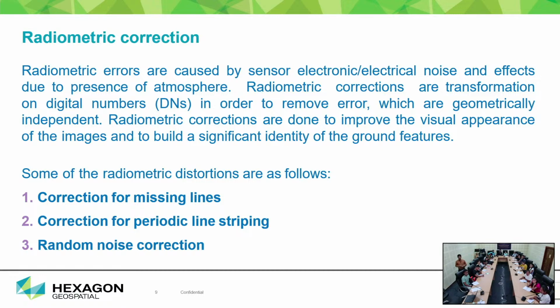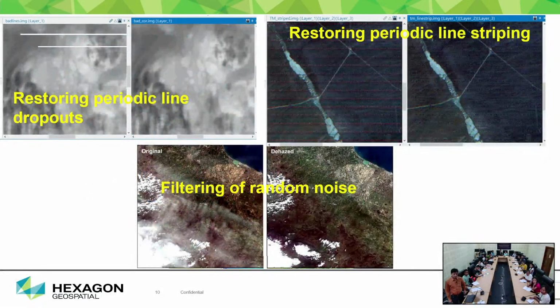So radiometric corrections are the correction for missing lines, the correction for periodic lines, and random noise correction. These are some examples. You can see that in the left side image there are some line dropouts, and in the right side image there are periodic line dropouts.